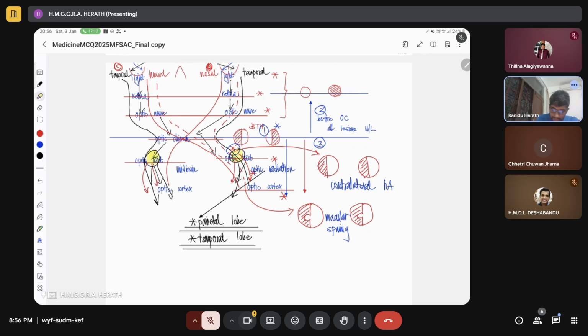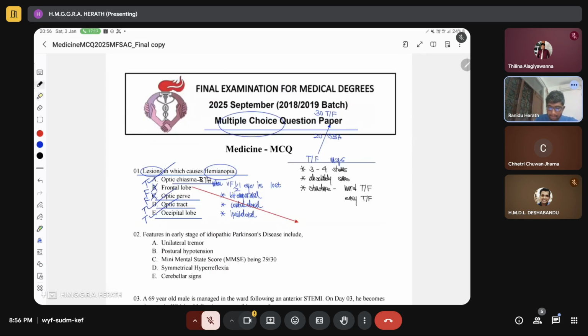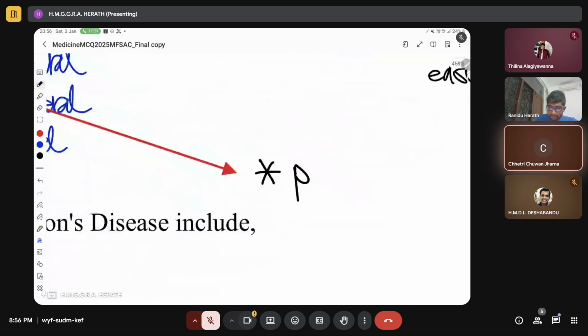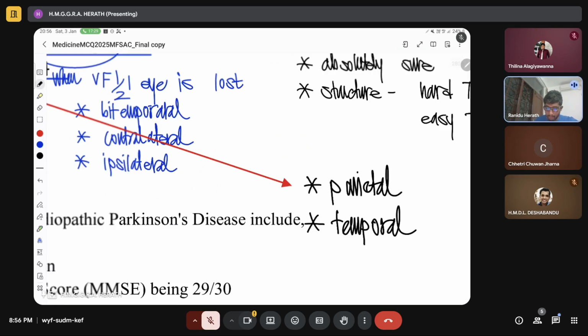In that case, what sort of defect will there be? Will there be hemianopia? Yes. Why? Because it is behind the optic chiasm. Excellent. So parietal lobe and temporal lobe lesions can also cause hemianopia.